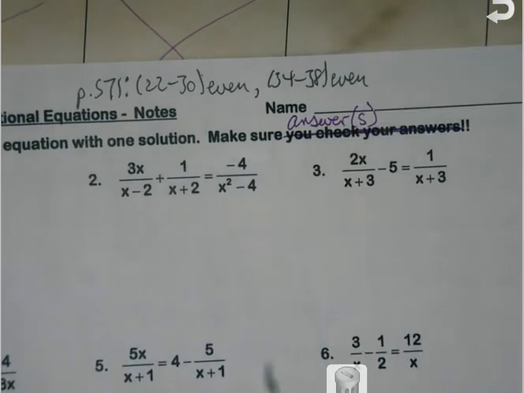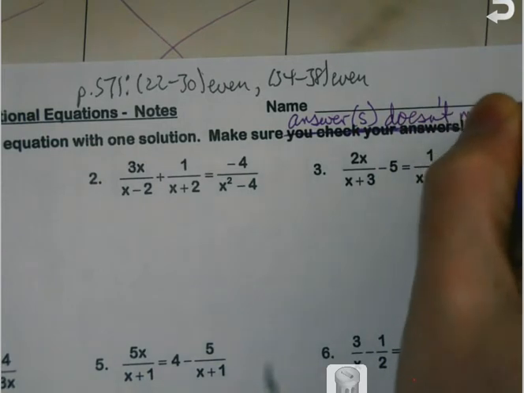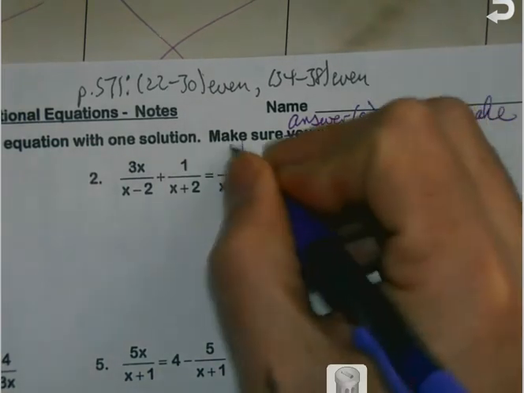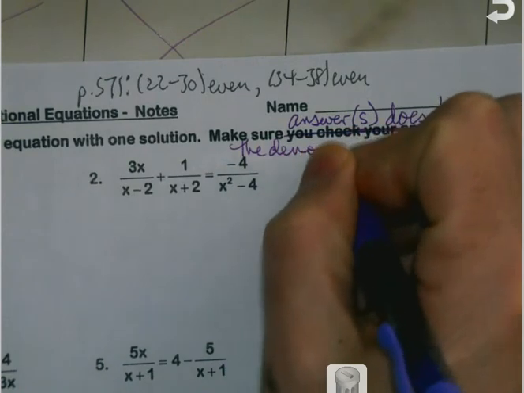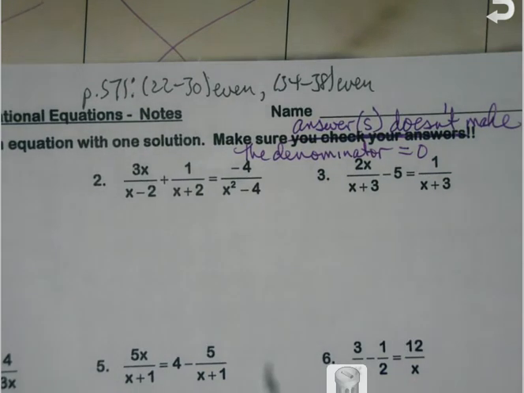is make sure that your answer, or answers, sometimes we may have more than one, doesn't make the denominator equal 0. Because if it does, of course, then it's undefined, and if it's not defined, that's not really a solution. So instead of checking every single answer, we're just going to make sure that it doesn't make our denominator equal 0, and if it doesn't, good. We're going to say that's an answer, and we're going to go on about our business. So that's a good thing when we're going through these.